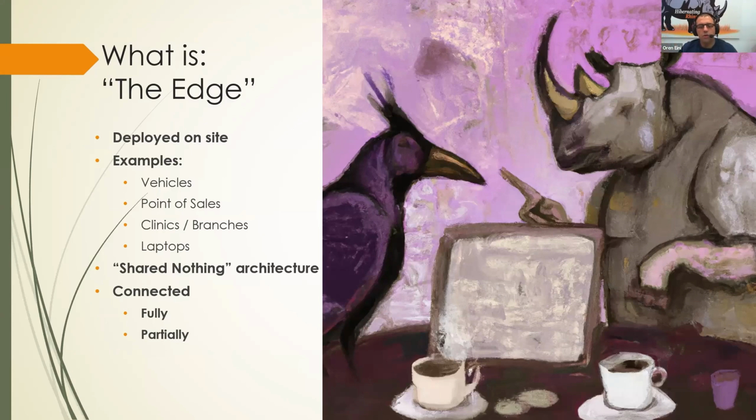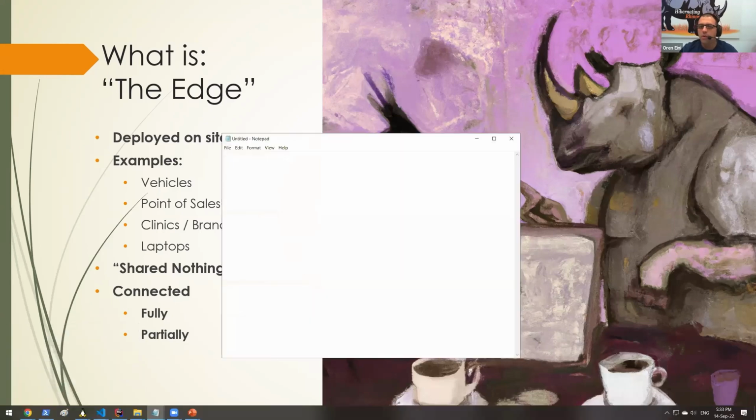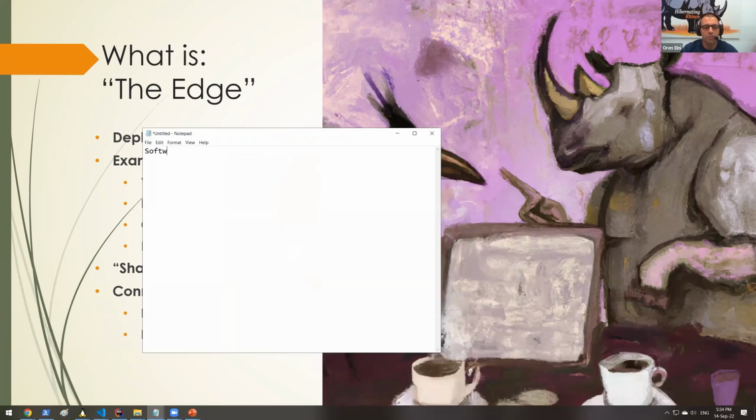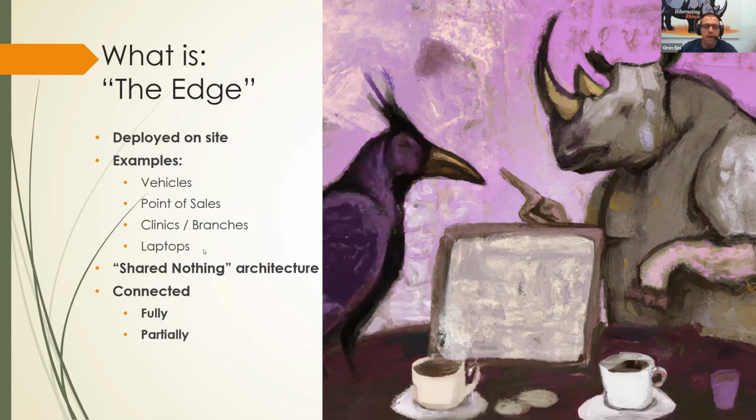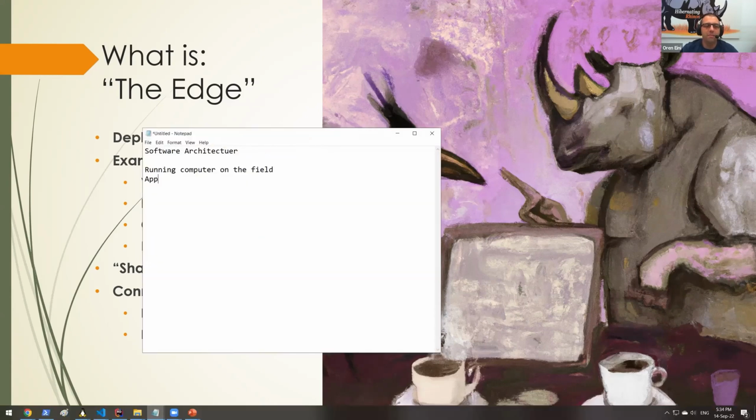So let's see what we're actually talking about here. I'm going to use this wonderful tool. We have a software architecture where we are running on a computer in the field. Now, the field here is a wide definition. It may be a laptop, it may be some custom hardware such as a Raspberry Pi on the truck. It can be the point of sale system. But the key issue here is that there is an application and a database.